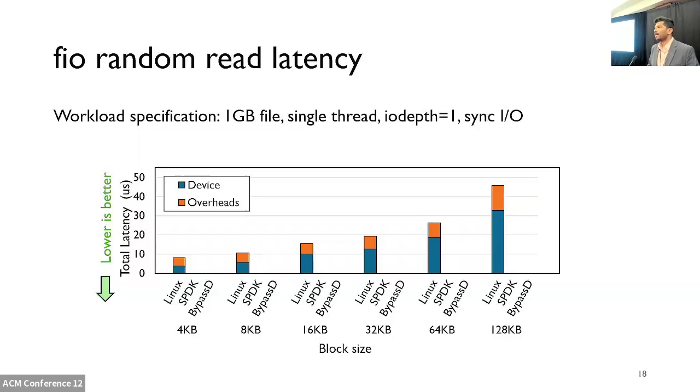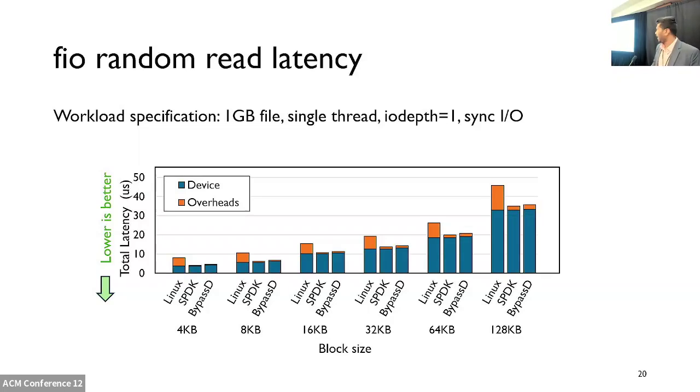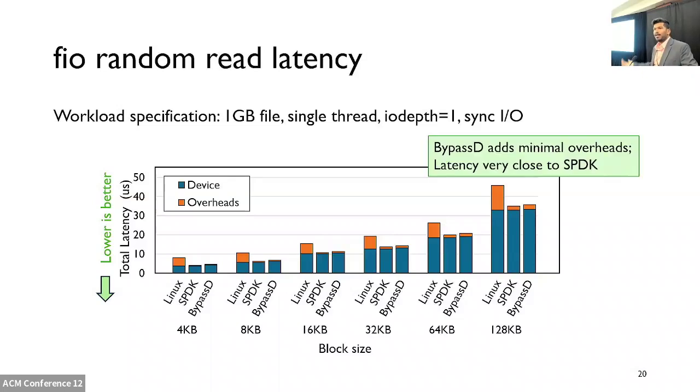We also evaluated SPDK, the user space solution I mentioned, and as expected, the overheads are significantly lower. You see that most of the time is spent in the device and nothing in the software. And BypassD performs very similar to SPDK with a very slight increase. So this experiment basically shows that BypassD is able to achieve the low latency that SPDK can and achieve sharing at the same time.